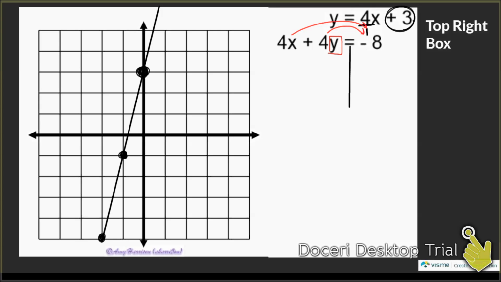If you're ever having trouble with this, just remember, move the x first. Move the x first. So our x is positive, which tells me I need to subtract 4x from both sides. Now I can't subtract 4x from 8, so I just write it next to it. So what I have left is 4y, because this is gone, equals negative 8 minus 4x.